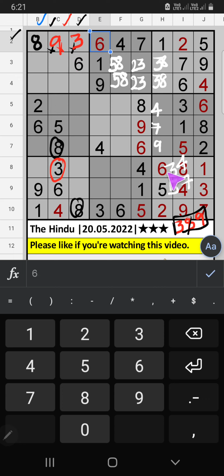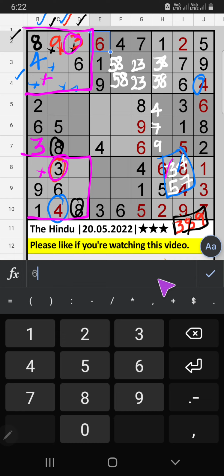Column B, 4 numbers are remaining: 3, 4, 5, 7. Column C, 4th row, we have 4, so 4 can't come in these cells. Then 4 is confirmed here. Only 3 numbers are remaining: 3, 5, 7. First grade and 7th grade, we have 3, so 3 can't come in these cells. Then 3 is confirmed here. Then only 2 numbers are remaining, 5 and 7. It will come in another 2 cells. We will confirm later.